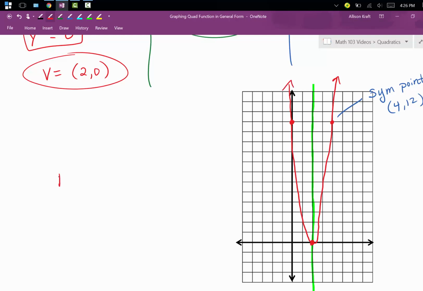We want to state the domain and range for this parabola. The domain will be all real numbers. This is true for any quadratic function. And our range, we see that our first y value coming in from the bottom includes 0 and then goes up to positive infinity.